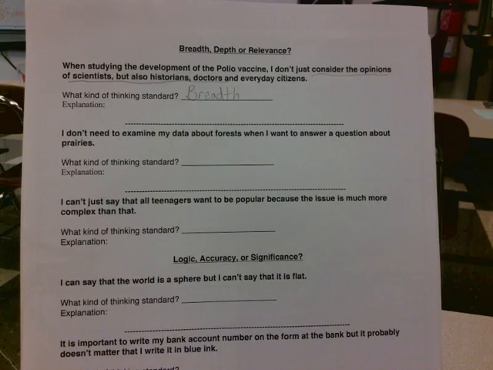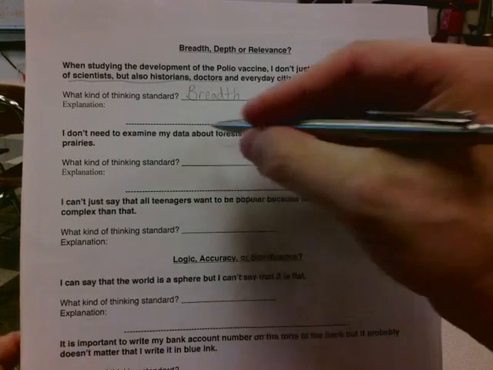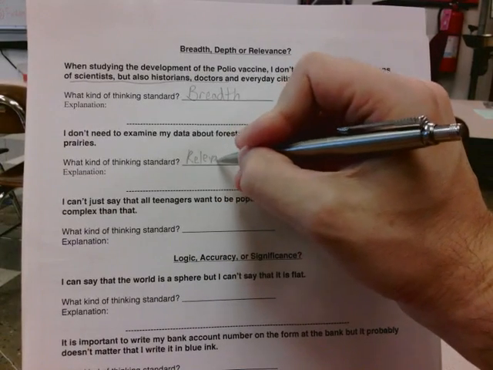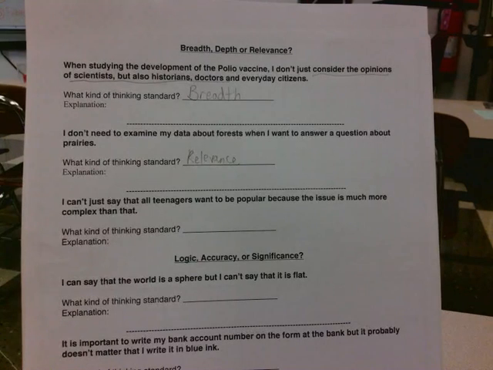Next sentence, I don't need to examine my data about forests when I want to answer a question about prairies. Now, knowing something about forests could matter because sometimes forests border prairies. So this is an issue of relevance. We only want to focus on what is going to be important for the particular question that we are investigating. Is it relevant for the particular question that we're investigating?